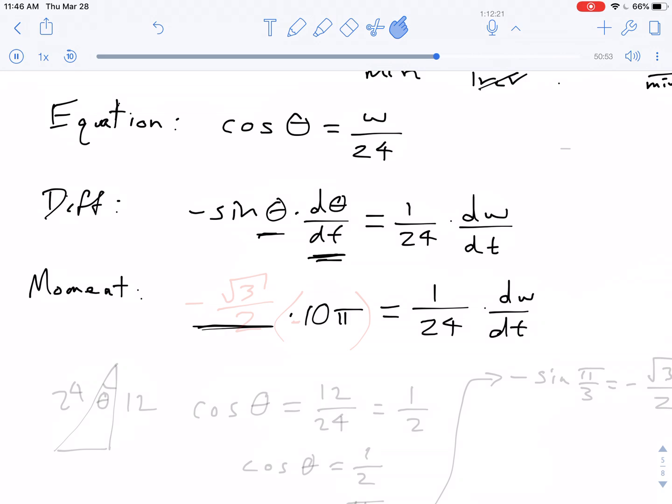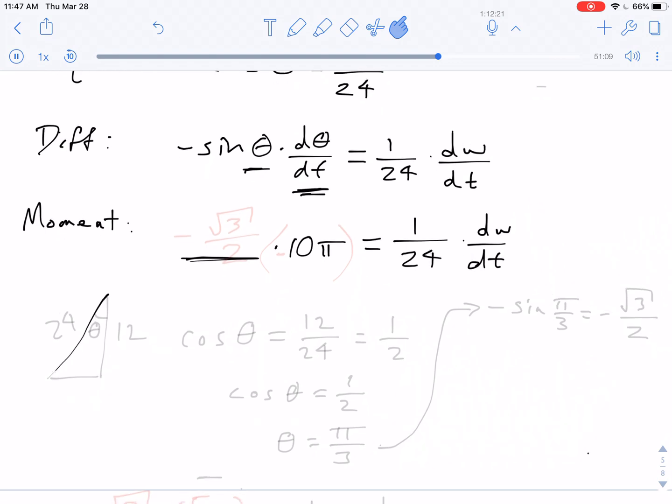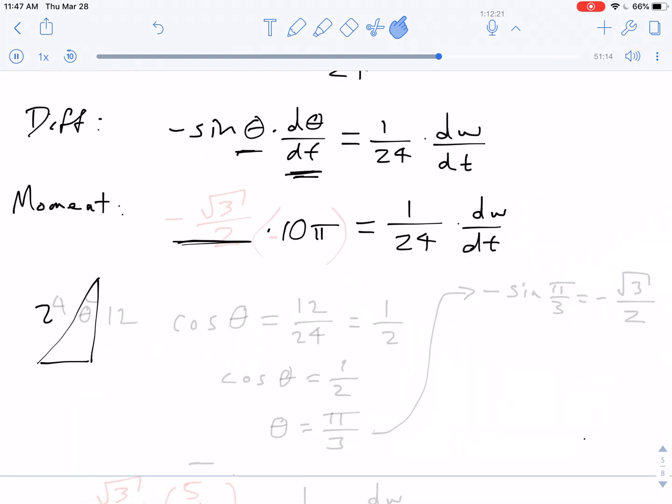So what do we have? Well, I have my triangle, and at this moment in time, we know that we have 12 as the apparent width. We have a triangle that looks like this, with 24 here and 12 here, and my theta here. With that in mind, I can say that cosine of theta equals 12 over 24, which equals 1/2 at this particular moment in time. But theta is changing. At this moment, when is cosine of theta equal to 1/2? On the unit circle, that happens at pi over 3. So theta is pi over 3.